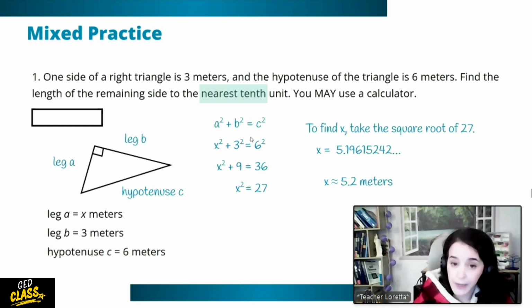So make sure you pay attention. If they say to the nearest tenth, that is what they mean, and make sure you follow instructions. If you had typed in 5.1, 5.19, something like that, it would have been wrong. You have to type in 5.2, okay? But if you got 5.19, it shows that you're learning the skills that we're practicing today, so good work.